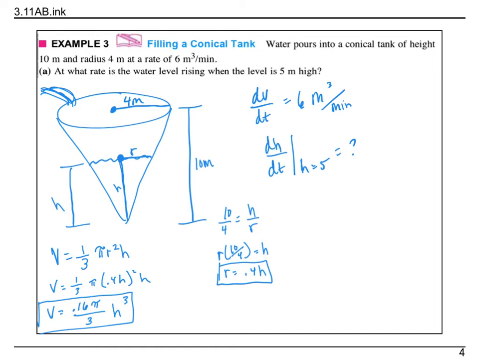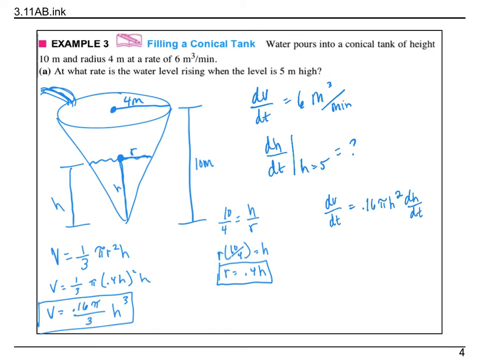Now I'm ready to derive it. If I derive it with respect to time, I would have dV over dt equals, I have one variable, I have the power rule, and that's it. Everything out in front is just a coefficient. So if I multiply by 3, the division of 3 goes away, so I have 0.16 pi h squared, attach my dh over dt for the implicit. All right, so it's fully derived.